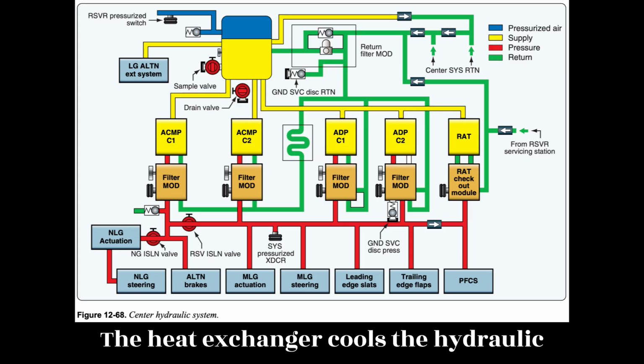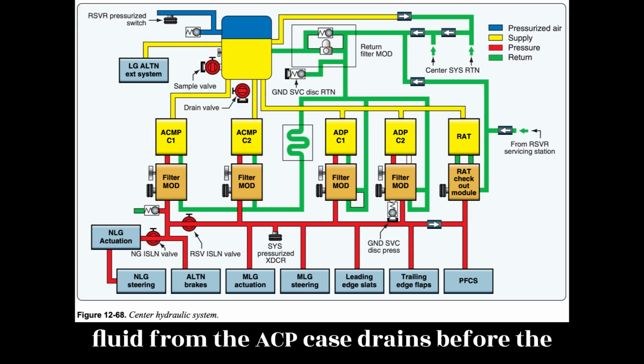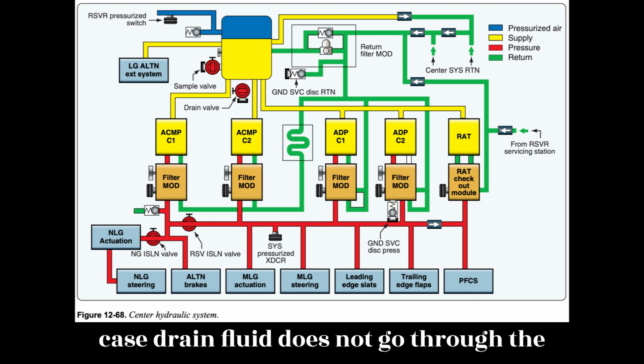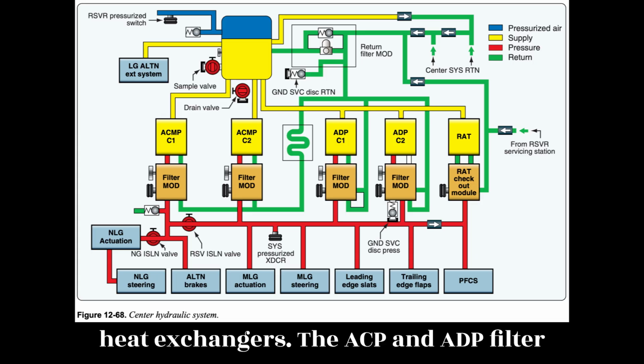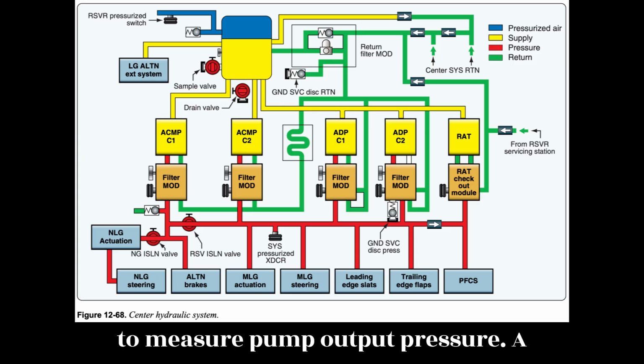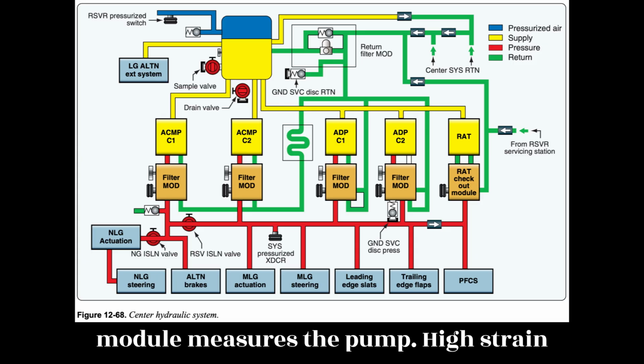The heat exchanger cools the hydraulic fluid from the ACMP case drains before the fluid goes back to the reservoir. ADP case drain fluid does not go through the heat exchangers. The ACMP and ADP filter modules each have a pressure transducer to measure pump output pressure. A temperature transducer in each filter module measures the pump case drain temperature.